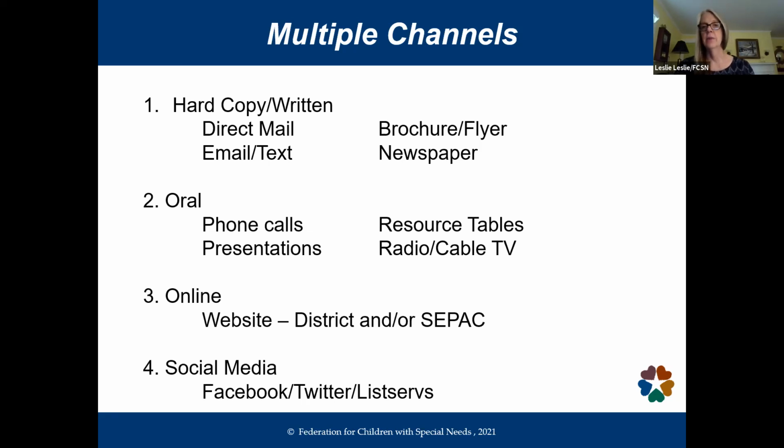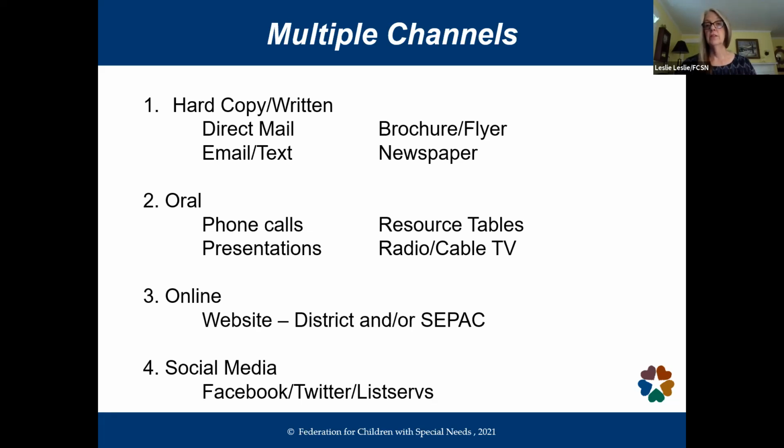Online, I think, is a big way for you to have a presence. It's a communication method that meets people where they're at in terms of the time that they can access the information, because they can do it at 6 a.m. or 8 p.m., whatever works for them. You can have a website that's either run by the SEPAC or the district has a part on their website that they devote to the SEPAC, or at least some general information about the SEPAC.